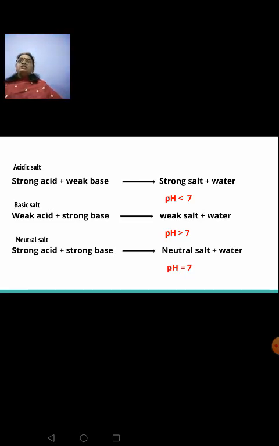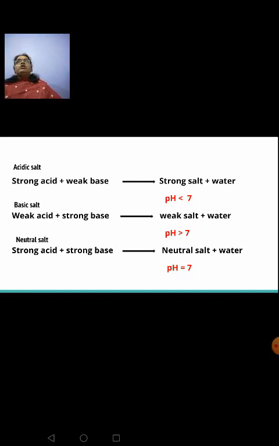So when strong acid and weak base react with each other, an acidic salt and water are formed. Example of an acidic salt is your ammonium chloride. Next, basic salt, it's the other way around. Weak acid, strong base, results in the formation of basic salt and water. Example, calcium carbonate. Its pH will be greater than 7.